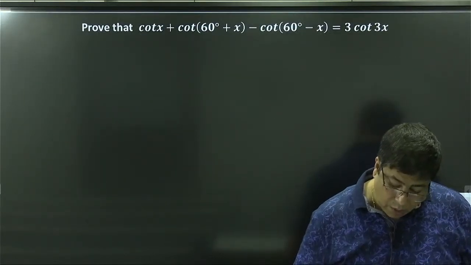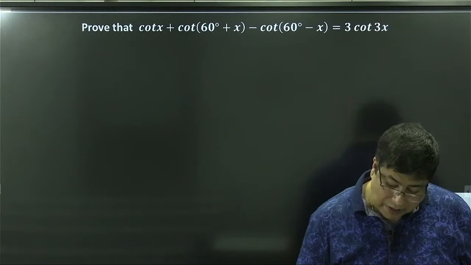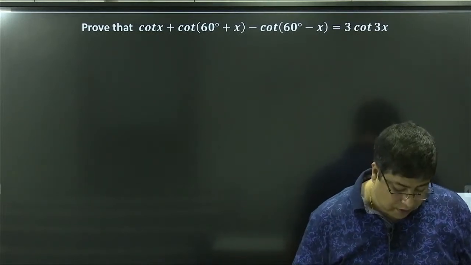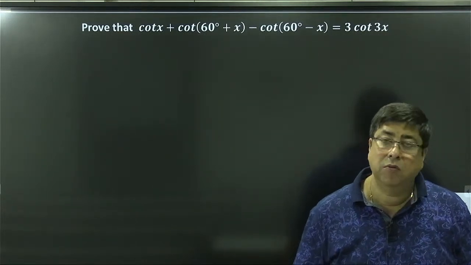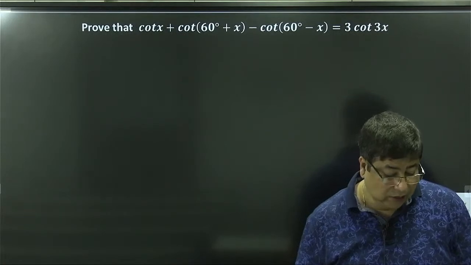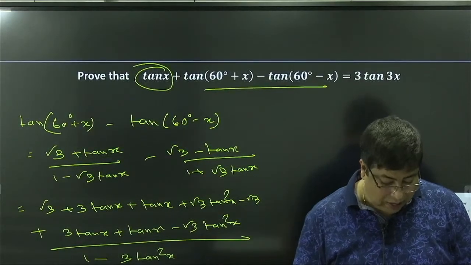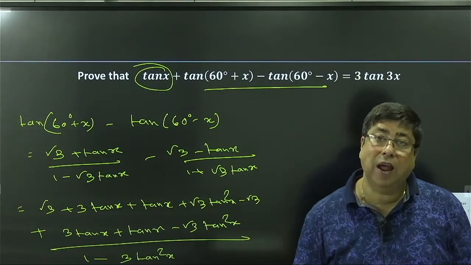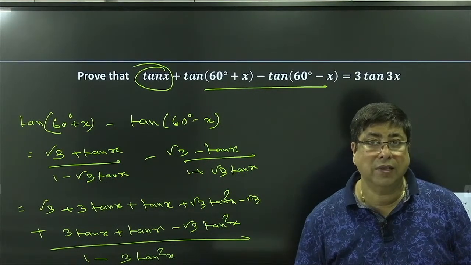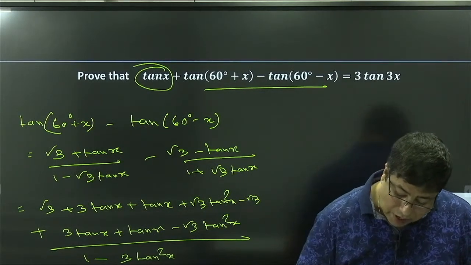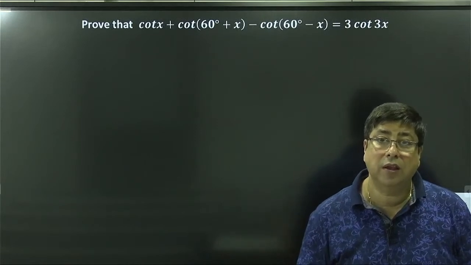Next, prove that cot x plus cot(60 + x) minus cot(60 - x) equals 3 cot 3x. How to prove it? Let's see. In the previous result, that tan formula is extremely important. In that previous one, if we replace x by 30 minus x, what is coming? Let's see. Instead of x, I am putting 30 minus x.